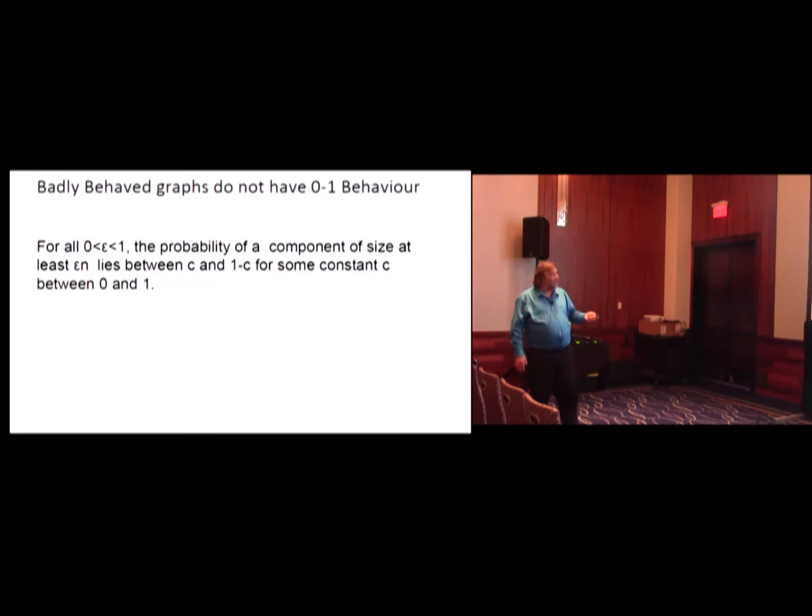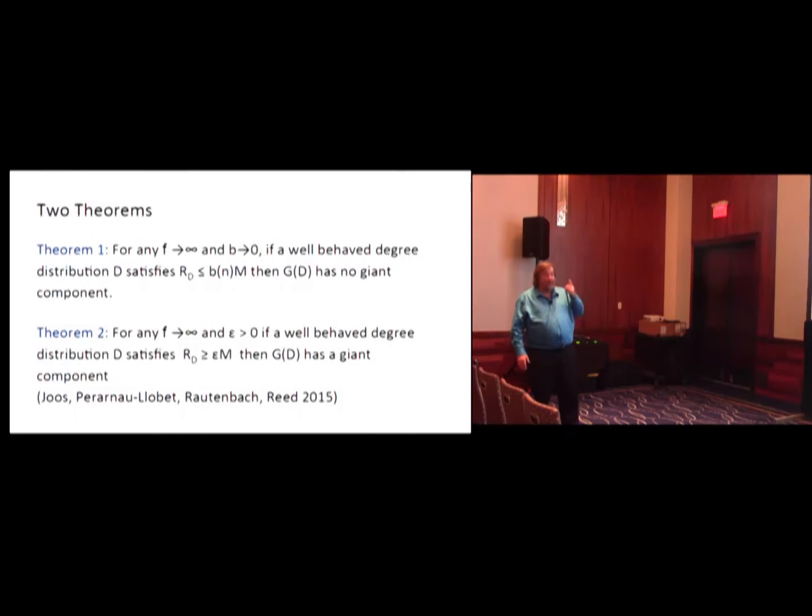So we can't prove the theorem for badly behaved graphs because it's not true, but we do know what happens with badly behaved graphs. So basically, we know what happens everywhere. And I'll stop there. Thanks.